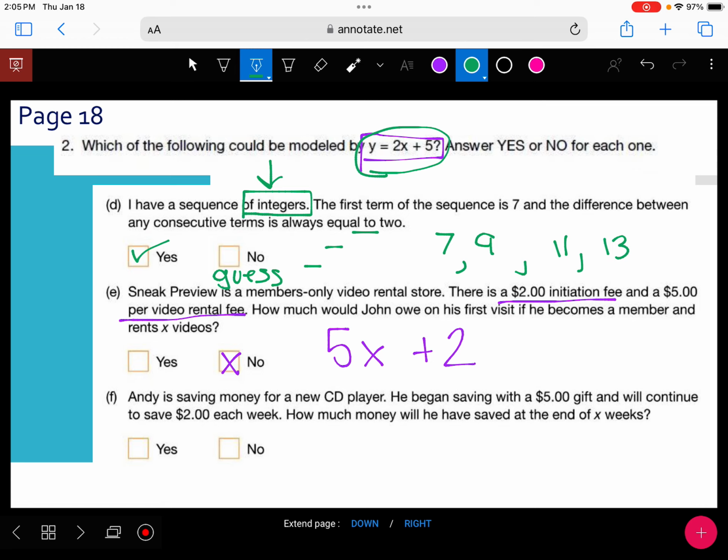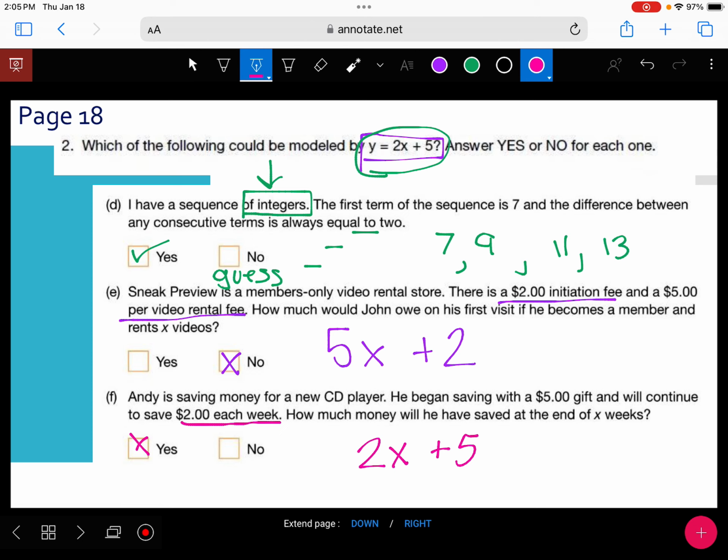So we've already talked about E. Let's look at F. Bless you. Andy is saving money for a new CD player. He began saving with a $5 gift, and he saves $2 each week. He is not in any rush to buy this CD player. Does this one fit? Yeah, this one does. Because again, it's $2 per week, and a flat rate of 5. That 5 is not changing at all. So the things that change are what get the variable.